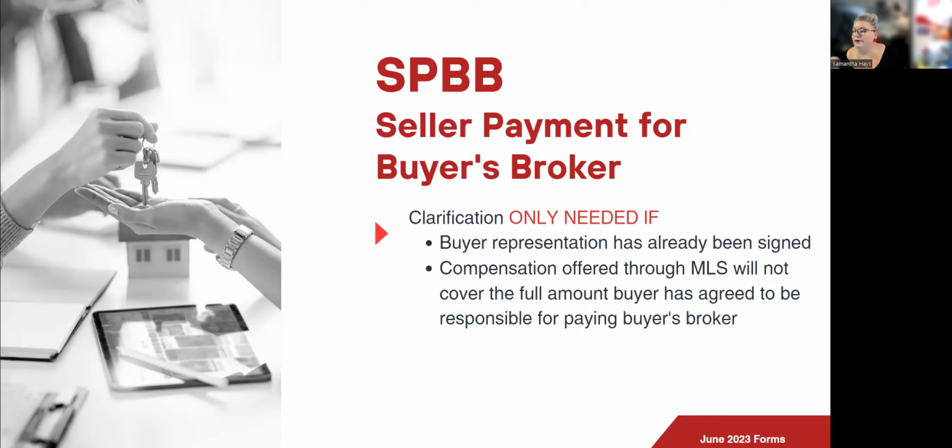So again, this is only needed if the representation has already been signed that we just talked about, and compensation through the MLS will not cover the full amount that the buyer's agreed to with your brokerage. So if you see one at 2% and you've gotten your buyer under at 3%, you can address this, but I would recommend you definitely discuss it with the broker of record ahead of time and decide if that's the best business model for you. But right now, this is not typically in play.